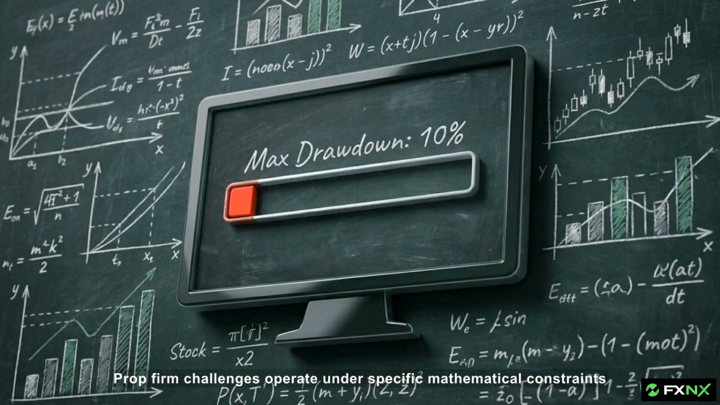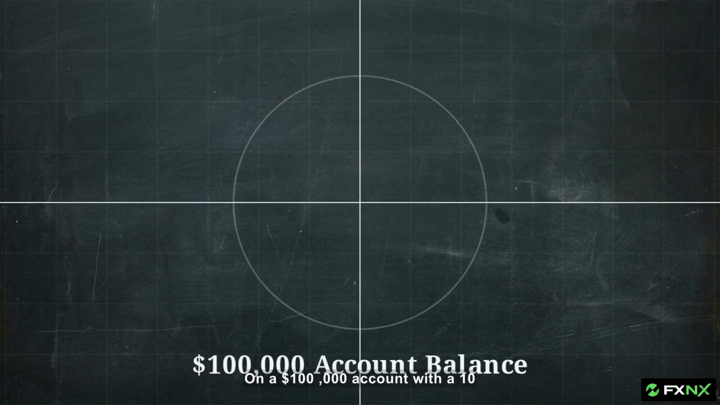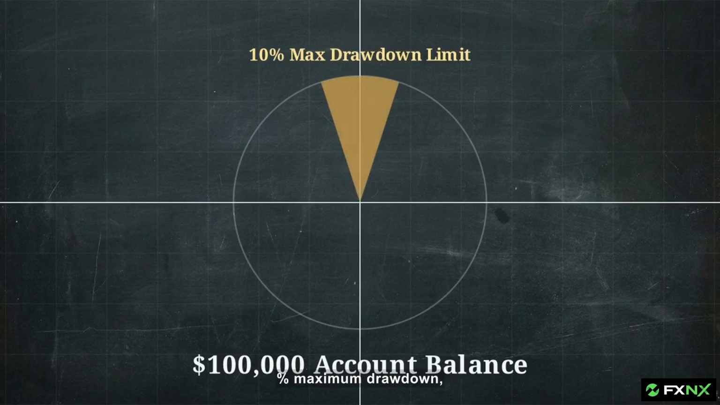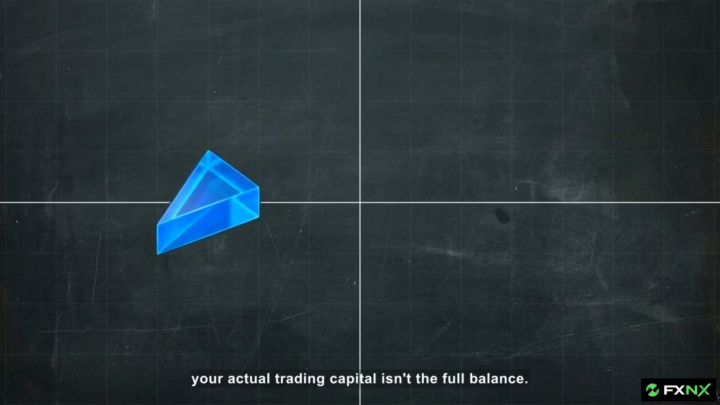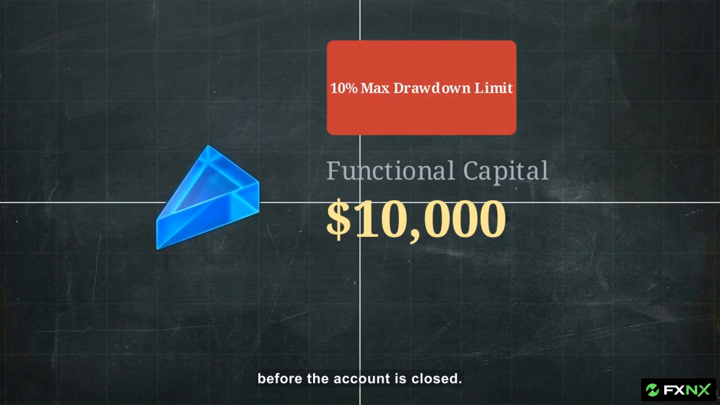moves. Prop firm challenges operate under specific mathematical constraints that most traders ignore, specifically the concept of functional capital. On a $100,000 account with a 10% maximum drawdown, your actual trading capital isn't the full balance. It's the $10,000 of room you have before the account is closed.